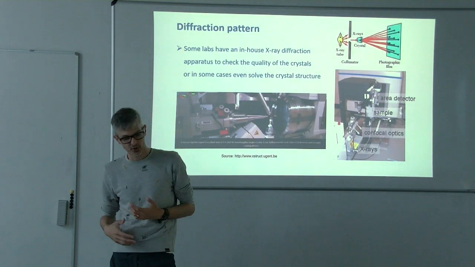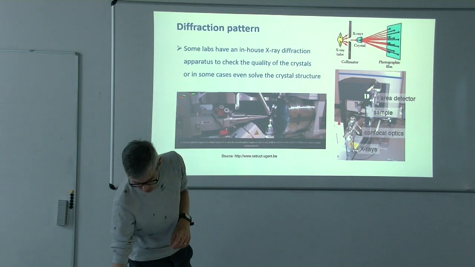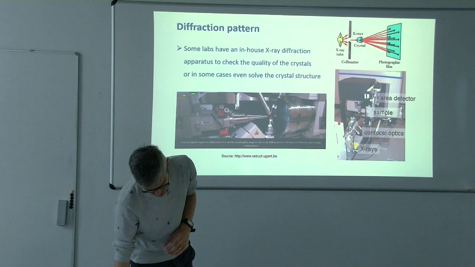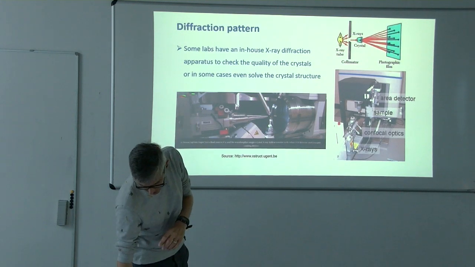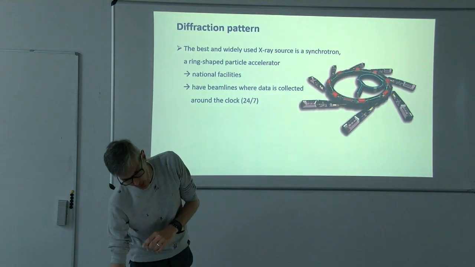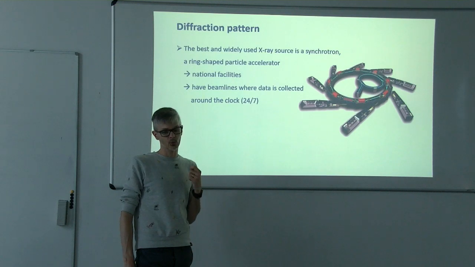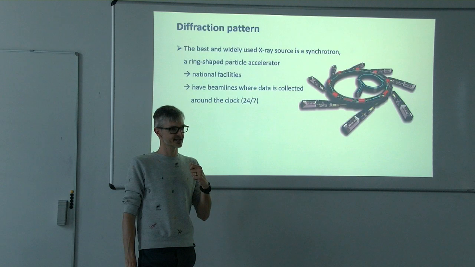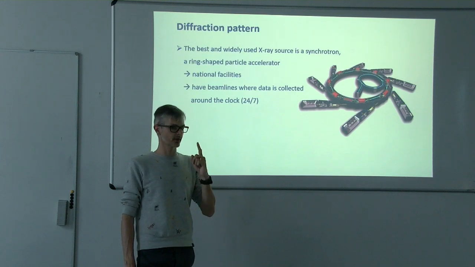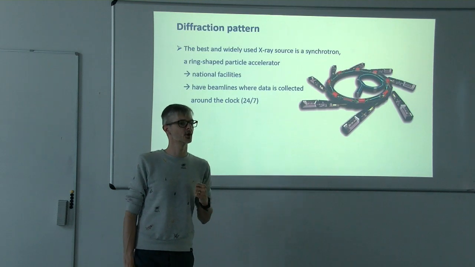There are two ways. You can have a smaller installation. Some labs have this, for example in Ghent. This is from the website. I found this picture, so they have this one in Ghent. But if you really want to measure and have high quality data, you go to a synchrotron. I don't know if you've heard of this, the synchrotron. There's at least one synchrotron that you know. Which one do you probably know?